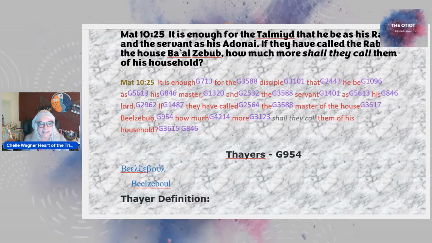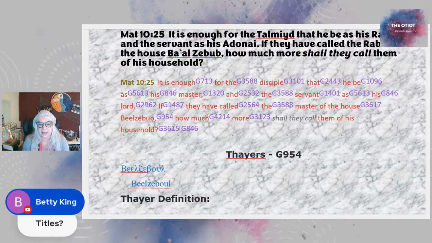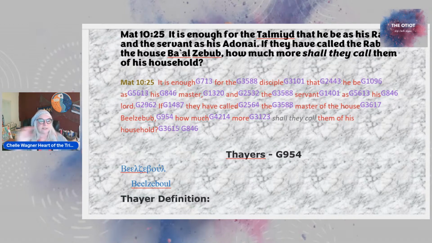Yes, Betty, titles. Exactly. That's exactly what we're talking about. These titles, it doesn't mean we're dealing with different entities. It means we're dealing with different aspects. Just like, if I go somewhere with my daughter and my grandchildren, I am their mom and their grandma.